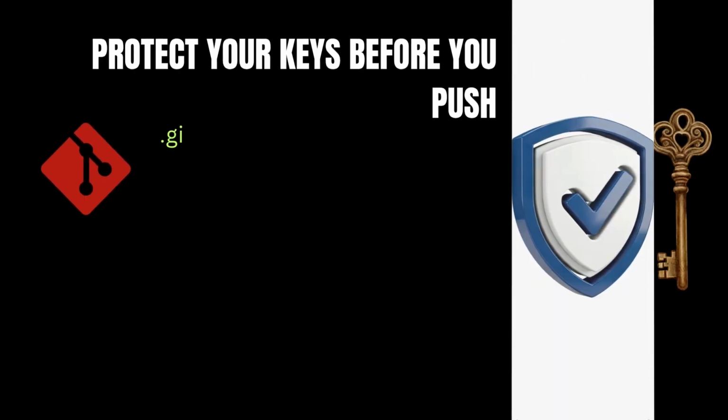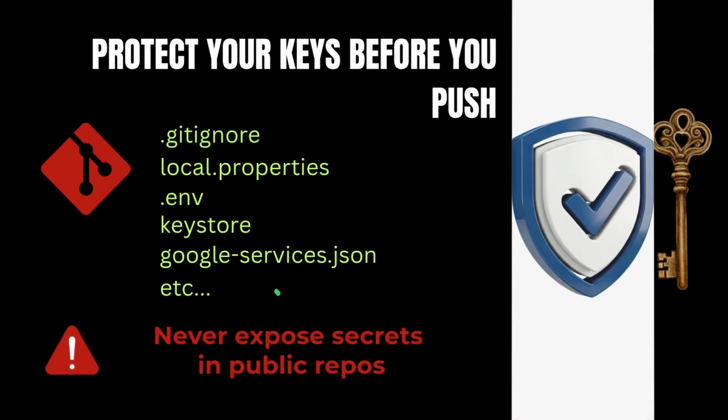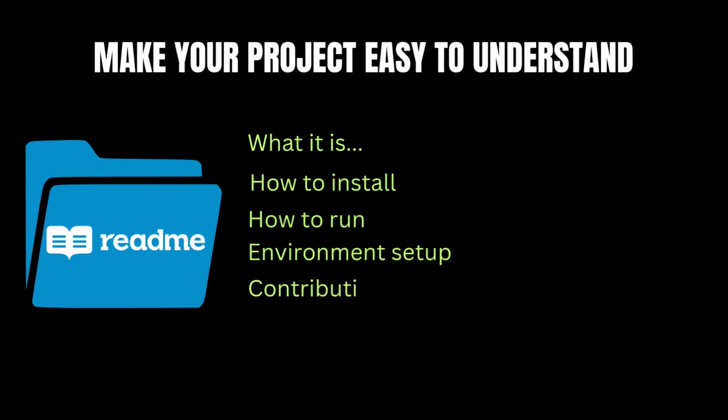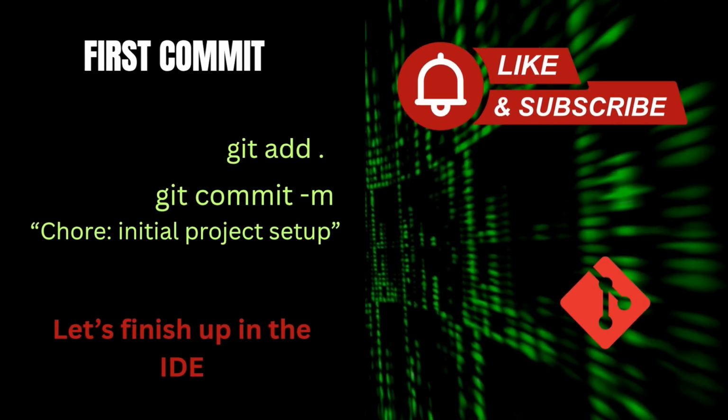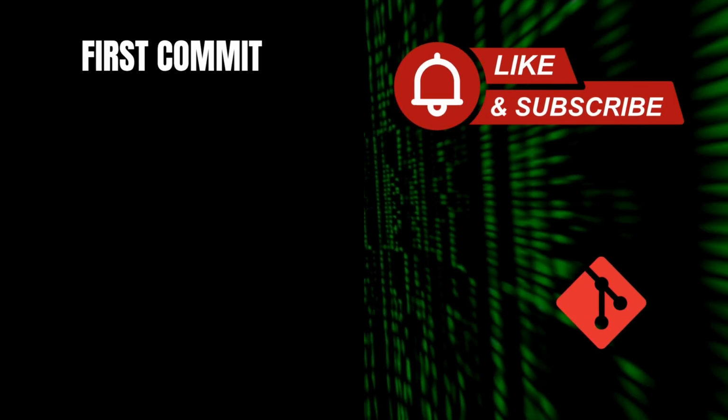We will start from an empty project, initialize Git from the terminal, set up gitignore to protect our secrets, write a clean README, and then push using feature branches, pull requests, and peer review. By the end, your repository won't just be online, it will be structured, secured, and ready for collaboration. So let's jump right in.